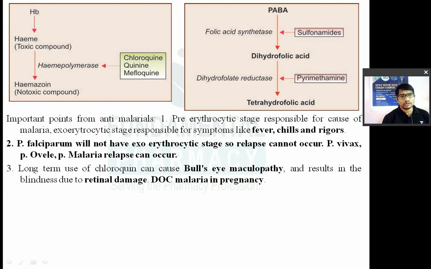Beyond that, if you use chloroquine for the long term, it will bind to your retinal cells and cause retinal damage or retinal pigmentation upon long-term use. So it can cause bull's eye maculopathy. Remember, chloroquine has the largest volume of distribution and is the drug of choice in malaria in pregnancy.